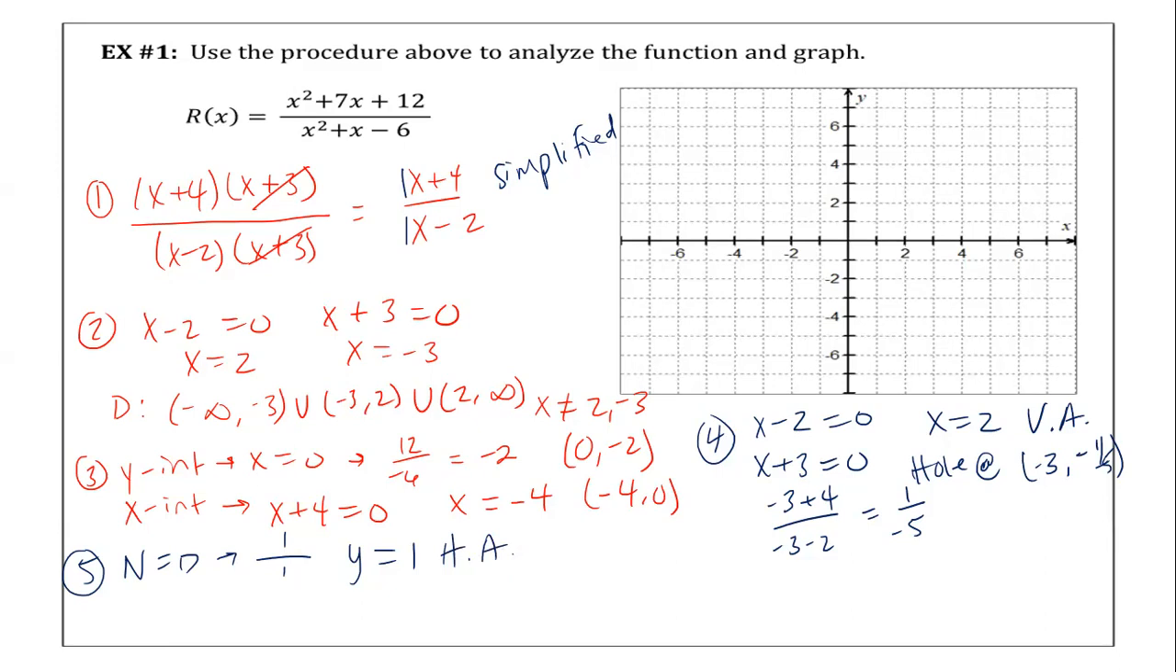But you understand it, how you would get it? Okay, all right, so let's graph everything that we have. We're going to start with our vertical asymptote at 2. We have a horizontal asymptote at y equals 1. We have a hole at -3, -1/5, so somewhere in this little space there's a little hole.